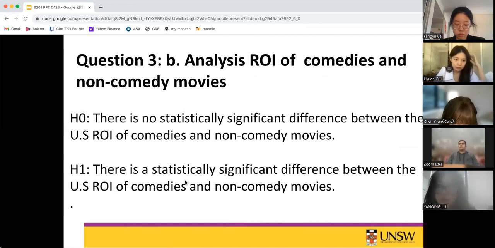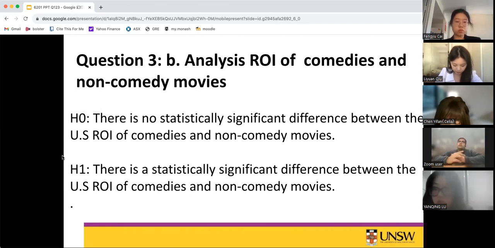In the area of hypothesis testing, we begin with two assertions. The null hypothesis states that there is no statistically significant difference in ROI between comedy and non-comedy films in the United States. In contrast, the alternative hypothesis strongly suggests that there is indeed a statistically significant difference in ROI between comedy and non-comedy films. For the test, we also chose to use a two-tailed approach.